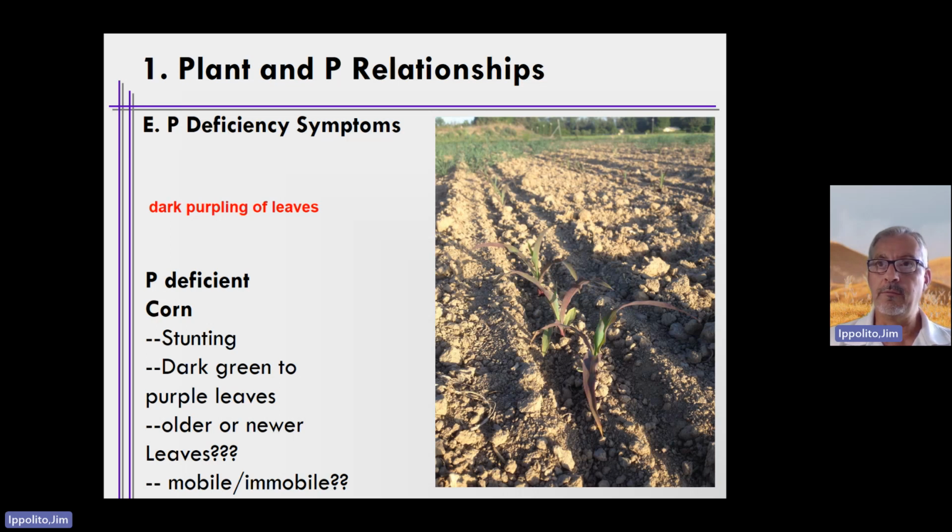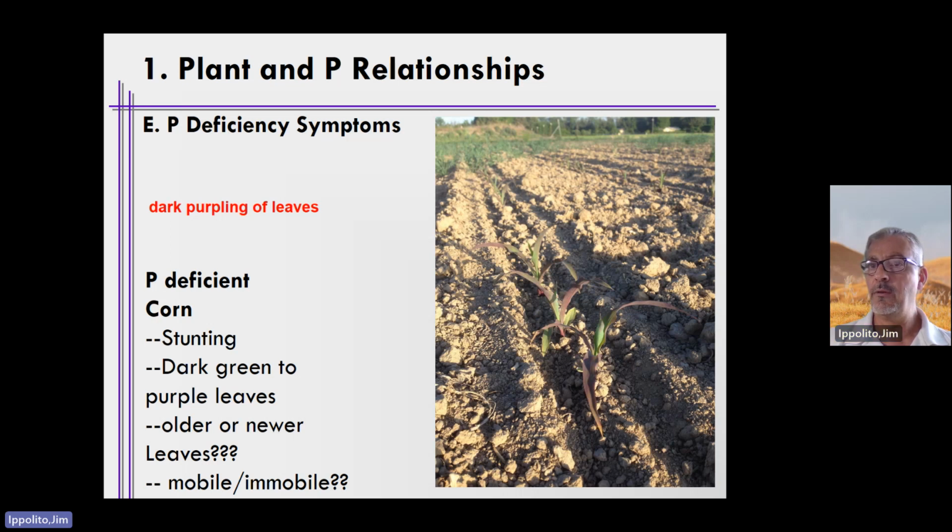Dark purpling of leaves. Now, there's more to it than that, okay? You typically see also some stunting, but it says dark green to purple leaves, but really dark purple. And where do you see it? This is classic, right? It's not across the entire plant. Where is it? Older or newer leaves. If you look at this picture here, it is in the lower leaves in corn, i.e. the older leaves. Always manifests itself in older leaves.